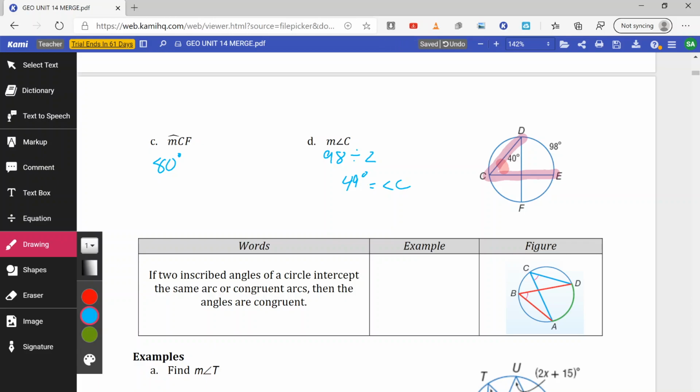That gives me angle C. Again, if I have an inscribed angle, meaning the angle is on the side of the circle, not in the center, in order to figure out the arc, I will double the angle measurement. If I have the arc measurement and I need to find the inscribed angle measurement, I will divide the arc measurement by 2.